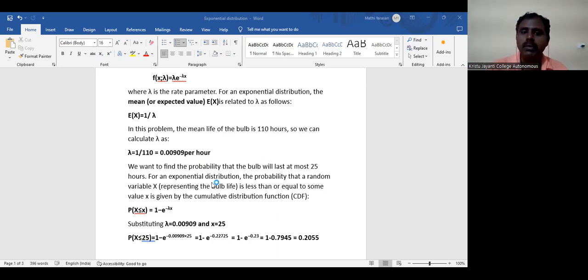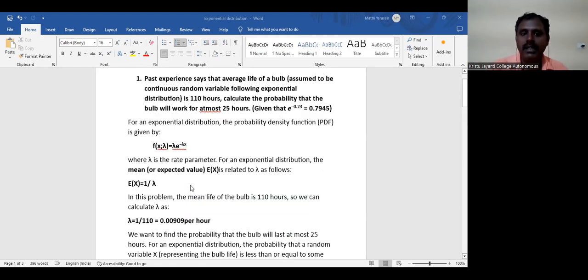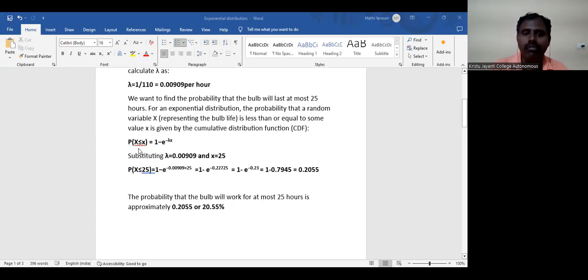Now we want to find the probability that the bulb will last at most 25 hours. For an exponential distribution, the probability that the random variable x is less than or equal to some value small x is given by the cumulative distribution function. This can be written as P of x less than or equal to small x equal to 1 minus e to the power minus lambda x. This is the formula you have to remember. The lambda value you already calculated is 0.00909, and the small x value here is 25.